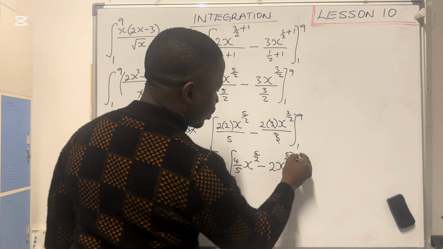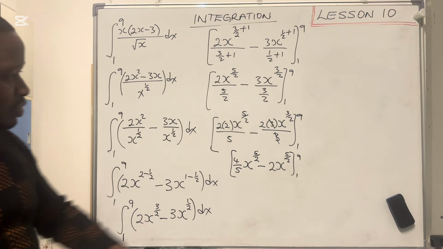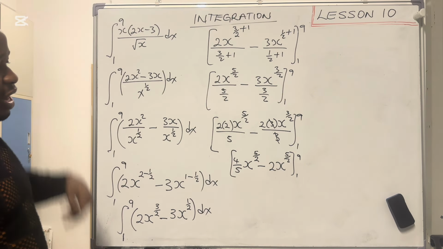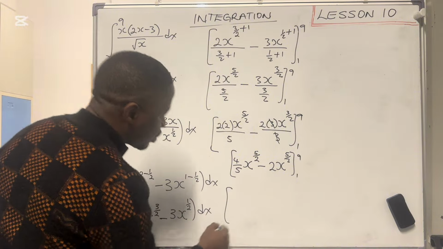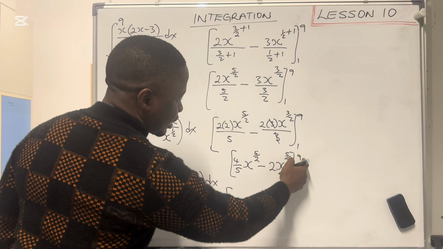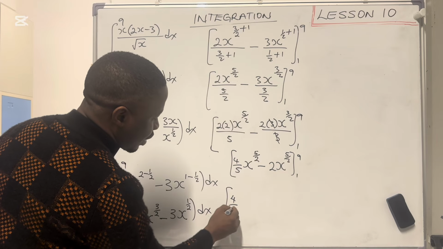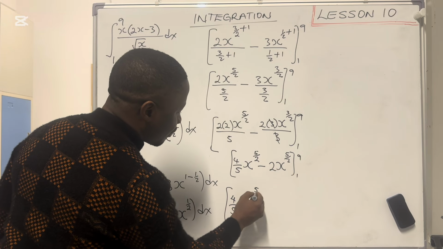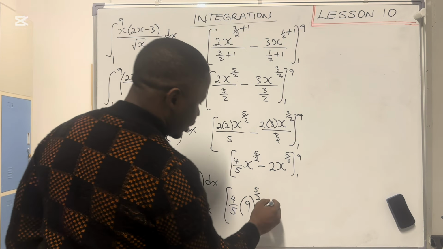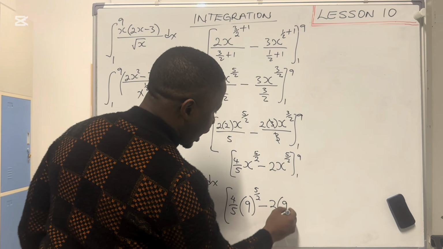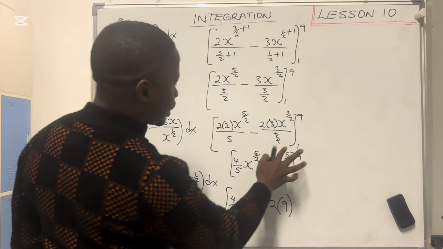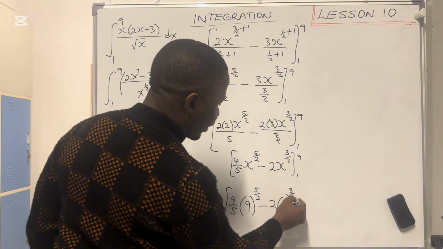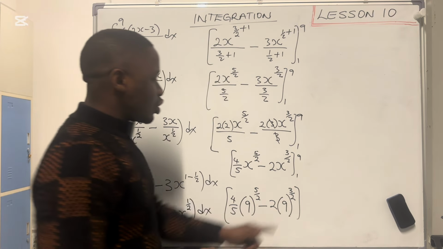So from 1 to 9. So what do we do now? We can use 9 to substitute first. You always substitute the upper limit before the lower limit. So now we go. Wherever we see x, we write 9. 4 over 5. What is x? 9 to the power 5 over 2. This is 2. What is x? 9. Oh, this is 3. 3 over 2. So we are done substituting 9.